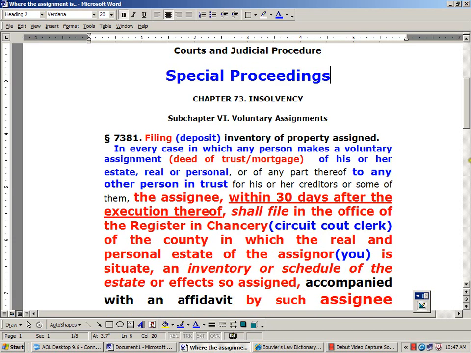Filing, which is a deposit. Inventory of property assigned. In every case in which any person makes a voluntary assignment, that'd be a deed of trust or a mortgage, where you sign it voluntarily, of his or her estate, real or personal, or any part thereof, to any other person in trust. So when you give it to them, you're giving it to them in trust to hold it for his or her creditors, or some of them.